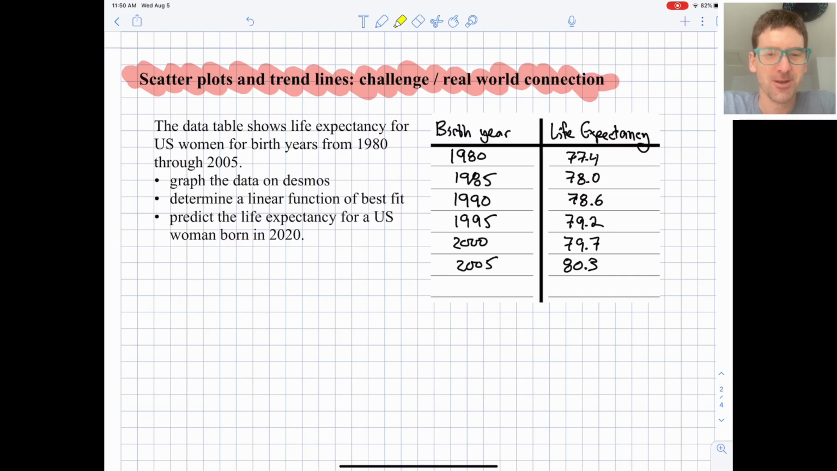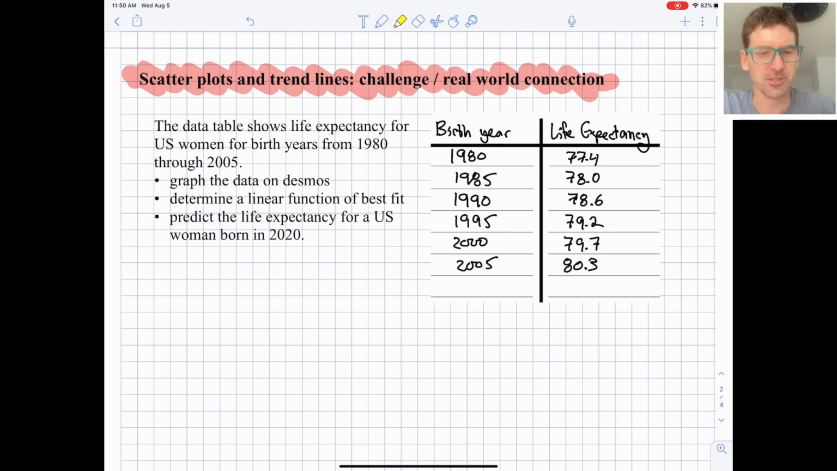All right, we're going to keep going with our work in linear functions, specifically working with scatter plots and trend lines. And here we're going to look at a challenge in a real-world connection. And I found some data. These are real data that I found online. So it's accurate, it's true, it's real data.